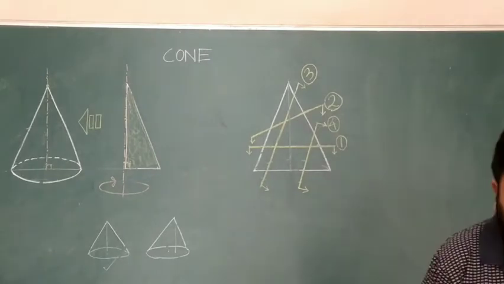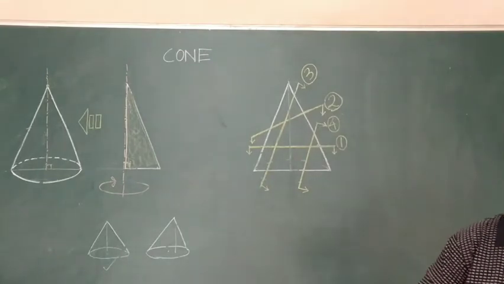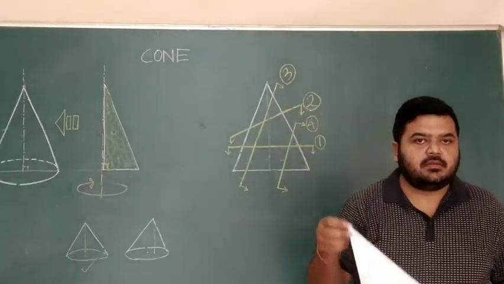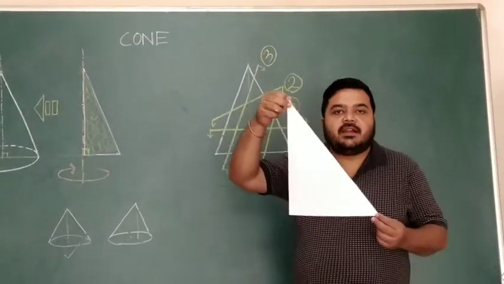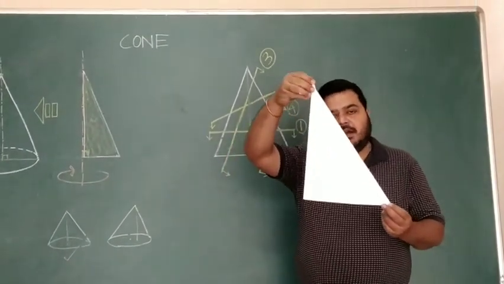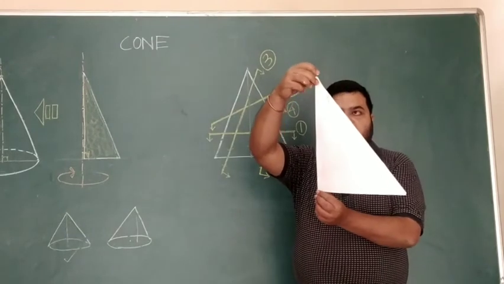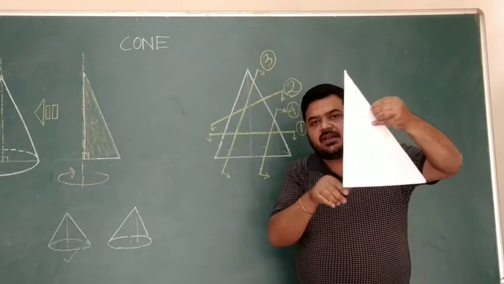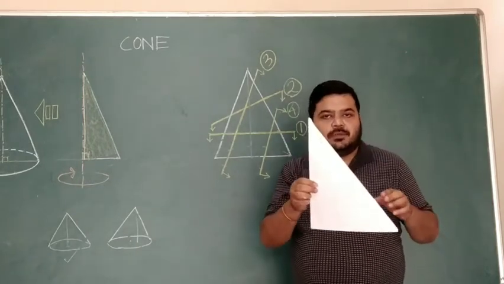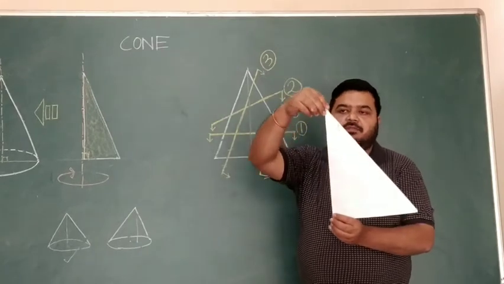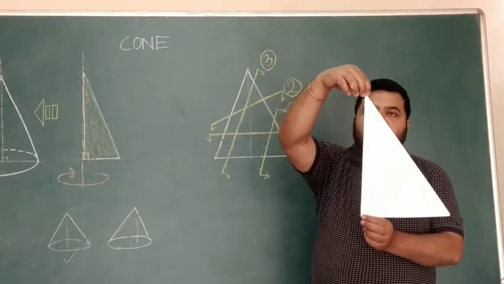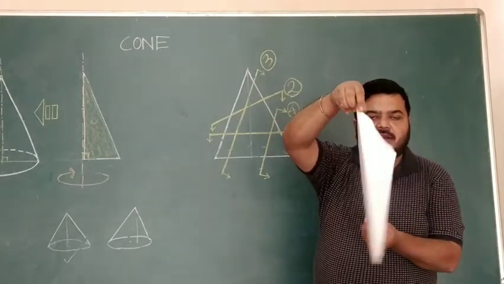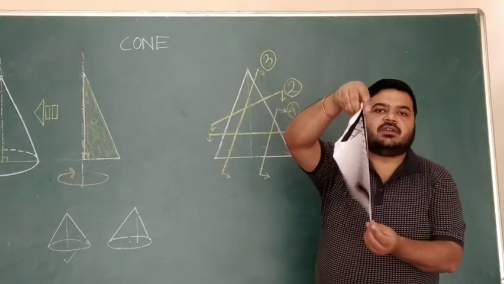Now, how do we form a right circular cone? You have a right angle triangle, suppose like this. Suppose this is the base of the triangle, this is the perpendicular, and this is the hypotenuse. Now, say that an axis passes through the perpendicular of the triangle, and you rotate the triangle continuously. What forms is a right circular cone.